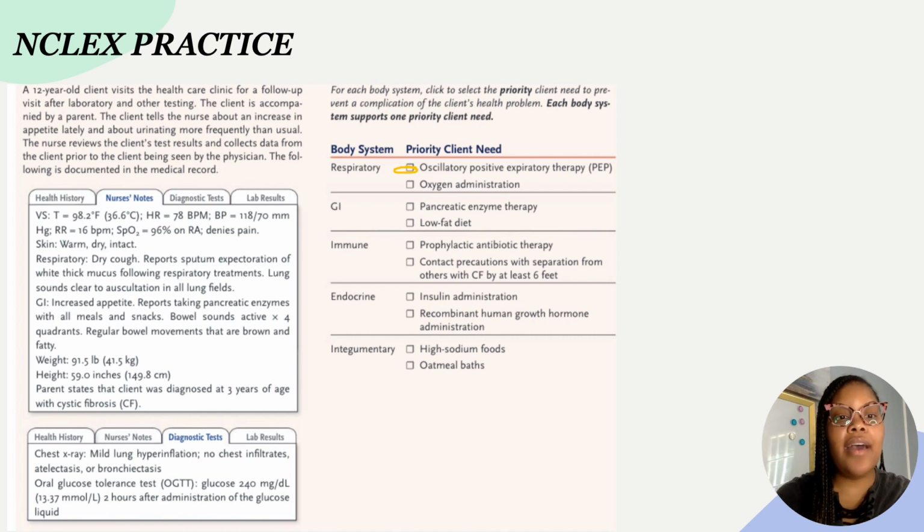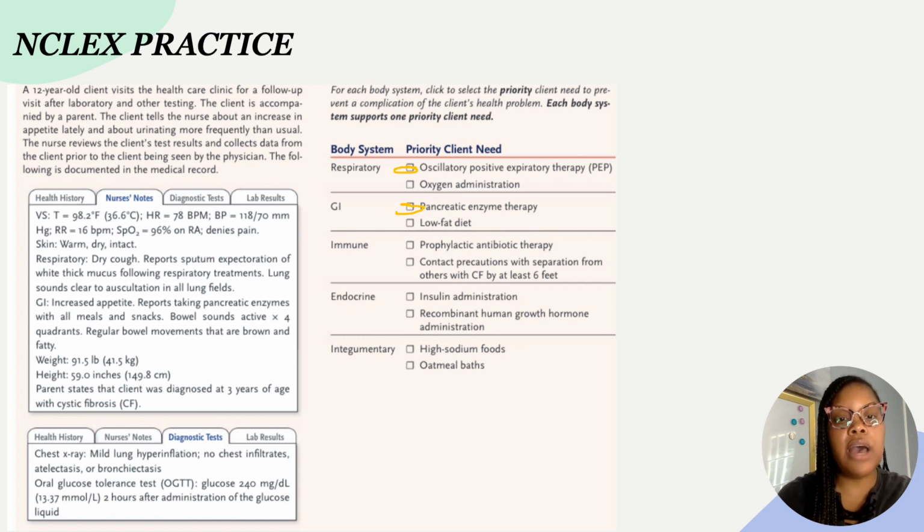All right. So GI, increased diet, and they said they're taking their enzymes, their bowel sounds are active, and they have steatorrhea, right? Which is those fatty stools, and that's normal. So what will we do for GI? The priority need is pancreatic enzymes. We want to make sure that they're taking those pancreatic enzymes because those pancreatic enzymes are responsible for digesting and breaking down our proteins and our fats in our food. So we know that this patient needs to be on what diet? A high calorie and a high protein diet.